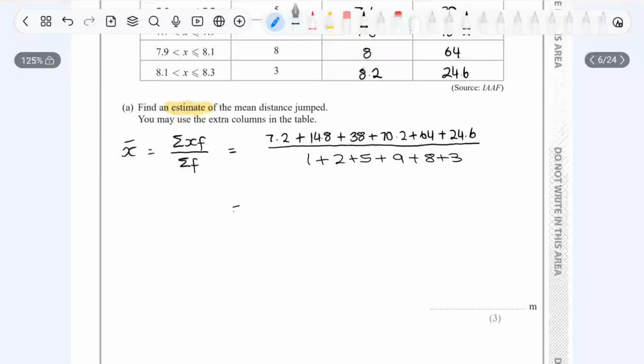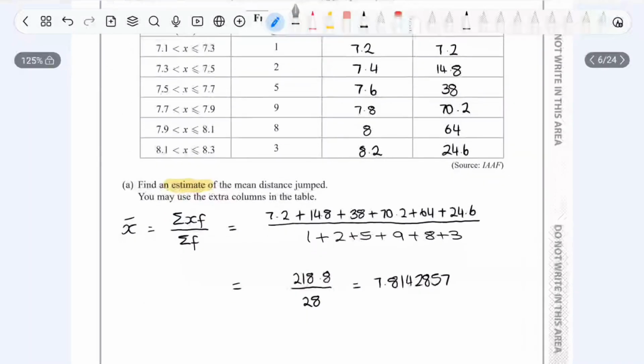So for the numerator, I just calculated this now and I got 218.8, and used the calculator to find the sum of the frequencies. And as always, don't do these in your head. You've got the calculator for a reason, you might as well use it. You should get 28. So 218.8 divided by 28, sorry. And that gives us 7.8142857. And does it tell us what to round it to?